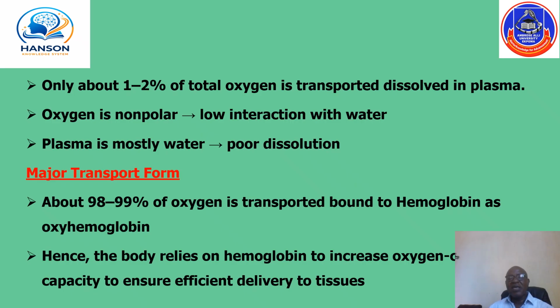So what could be the major transport form, therefore? About 99% of oxygen is transported bound to hemoglobin as oxyhemoglobin because of the advantage provided by the iron in the heme group. Therefore, the body relies heavily on hemoglobin to increase oxygen supply to its tissues.